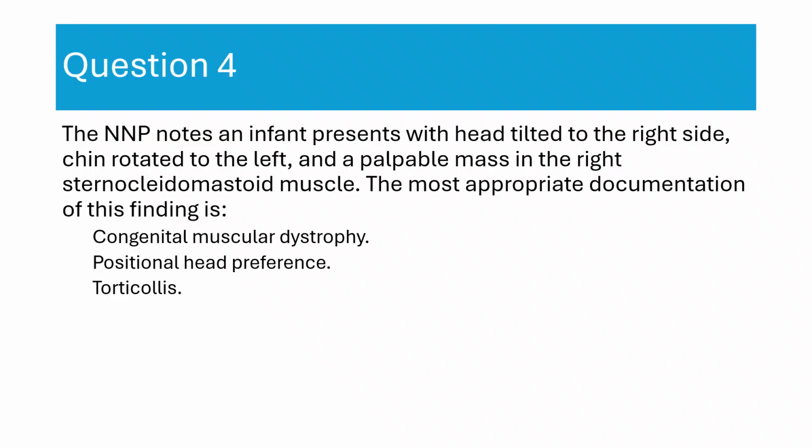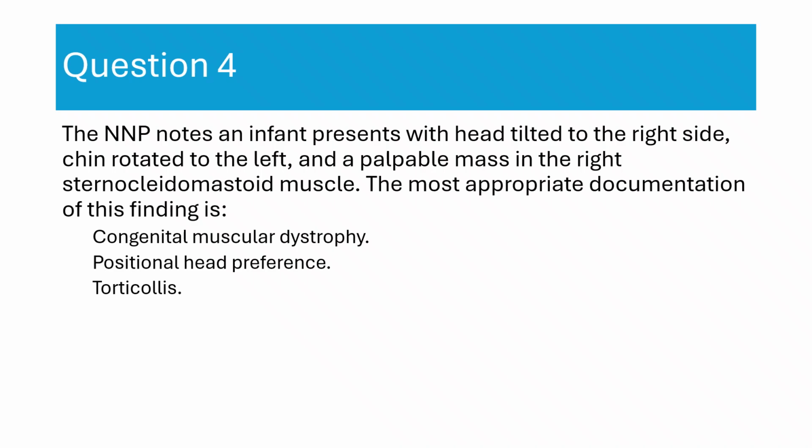The NNP notes an infant presents with head tilted to the right side, chin rotated to the left, and a palpable mass in the right sternocleidomastoid muscle. The most appropriate documentation of this finding is: congenital muscular dystrophy, positional head preference, or torticollis? The correct choice is torticollis.